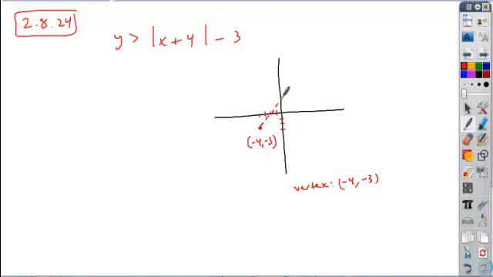And finally, my line is going to be, what, dashed or solid? There's no equal to, it's just a greater than, so it's going to be dashed. So here's what my graph looks like, and the shading will be in the middle. It's going to be above the graph. The y's are greater than.